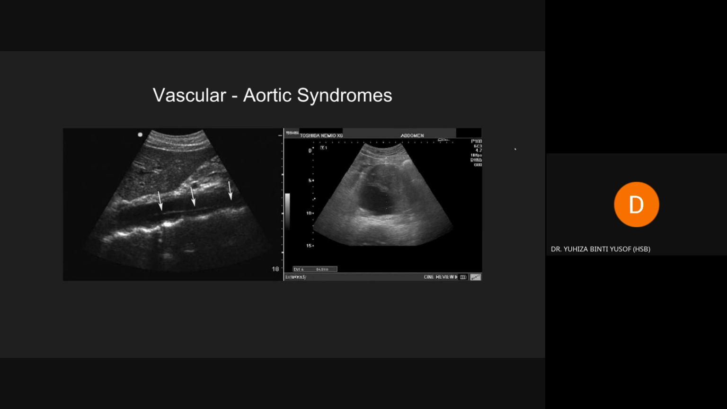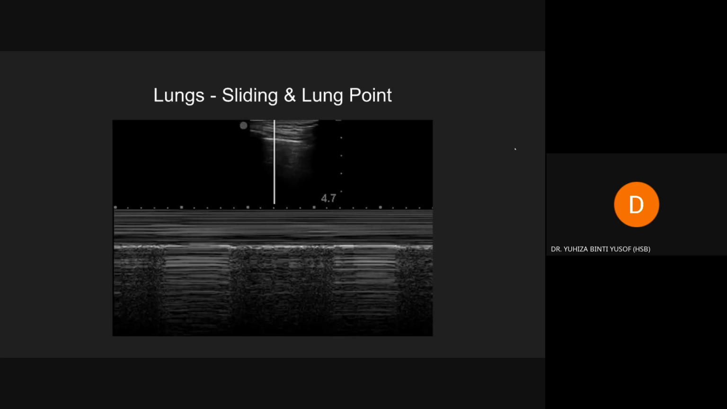Next we go to lungs. This is typically the first one that you get taught because it's not part of your first exam. So this is your seashore sign and your stratosphere sign. The point of transition between seashore and barcode sign is what we mean when we say there's a lung point. That lung point is very specific for pneumothorax, but as a whole, lung ultrasound for the assessment of pneumothorax is only useful as a rule in. You cannot rule out pneumothorax.